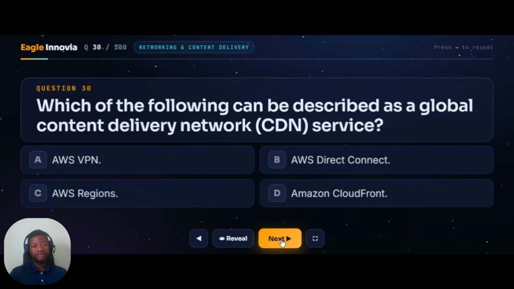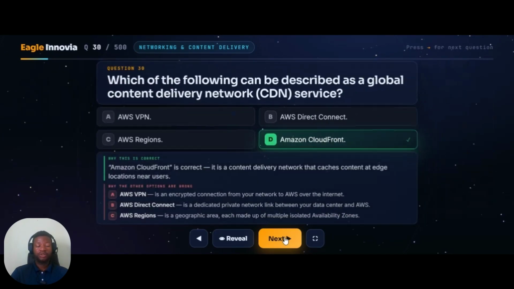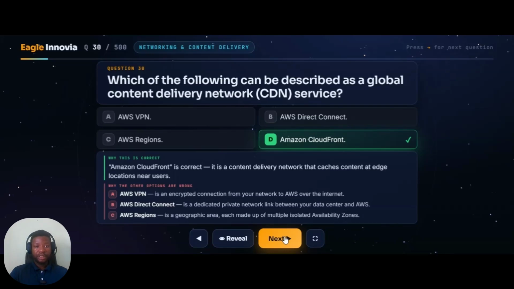Question number 30. Which of the following can be described as a global content delivery network service? Option A, AWS VPN. Option B, AWS Direct Connect. Option C, AWS Regions. Option D, Amazon CloudFront. The correct answer is option D, Amazon CloudFront. It is a content delivery network that caches content at locations near users. You can pause the video and read up the explanation of other services mentioned in the options to see why they are not correct.